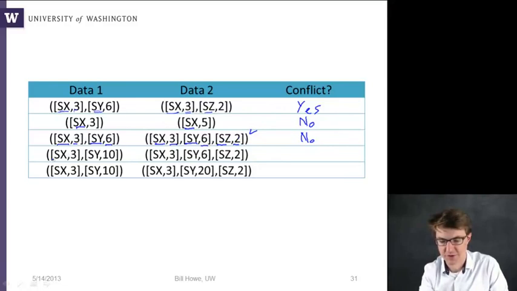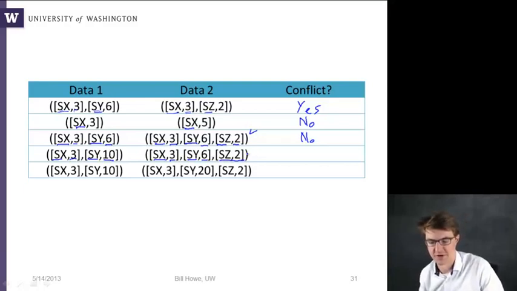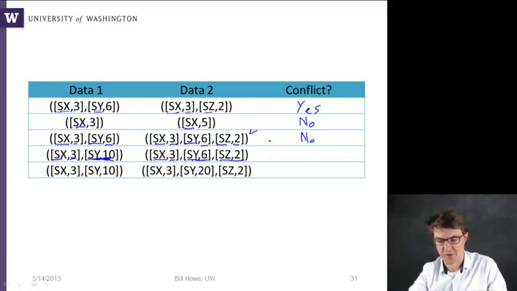Then this next one, server SX with the timestamp of 3, server SX with the timestamp of 3, server SY with a timestamp of 10, and this has server SY with a timestamp of 6, and then some later change at SZ. So is there a conflict here? Well, there is, because this one is later in time on SY, 10, than this one is. And if that was all there was, if it wasn't for this guy here, well, that'd be okay. We would just pick this one because it's later.